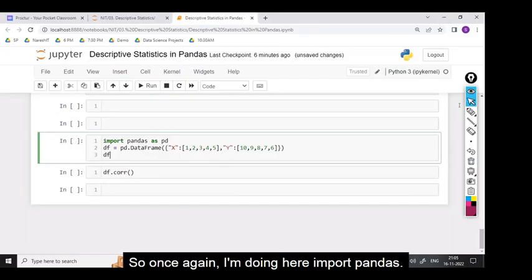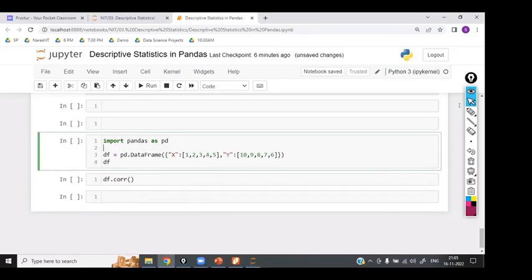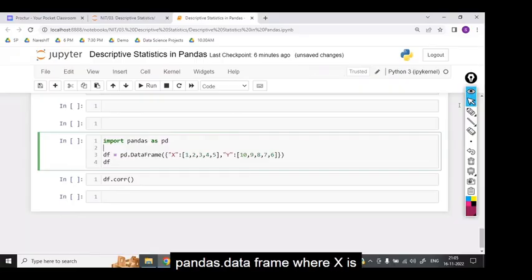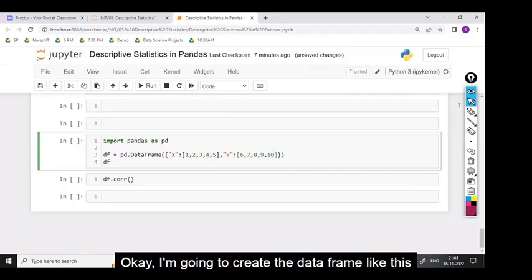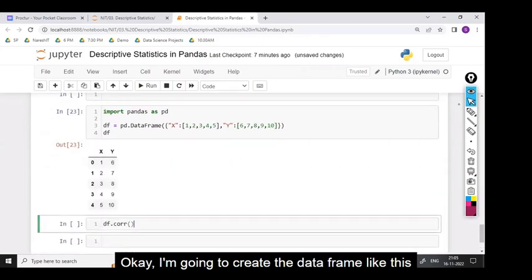So, once again I am doing here, import pandas, pandas.DataFrame where x is equal to 1, 2, 3, 4, 5, y is equal to 6, 7, 8, 9, 10. Okay, I'm going to create the data frame like this.